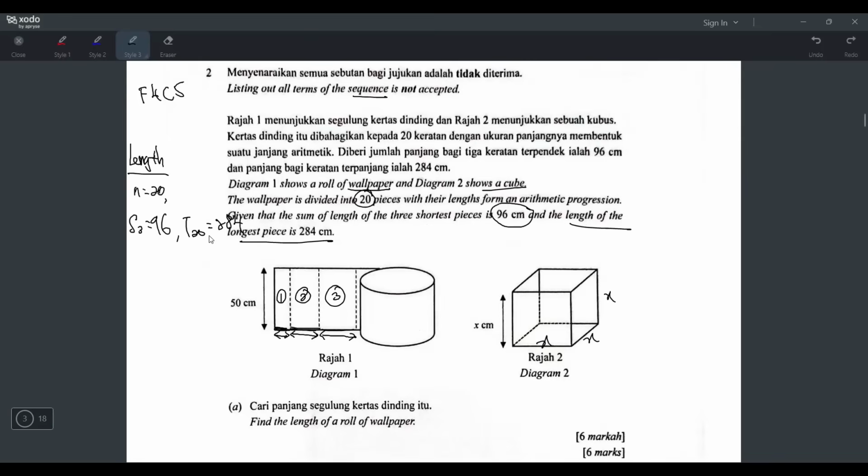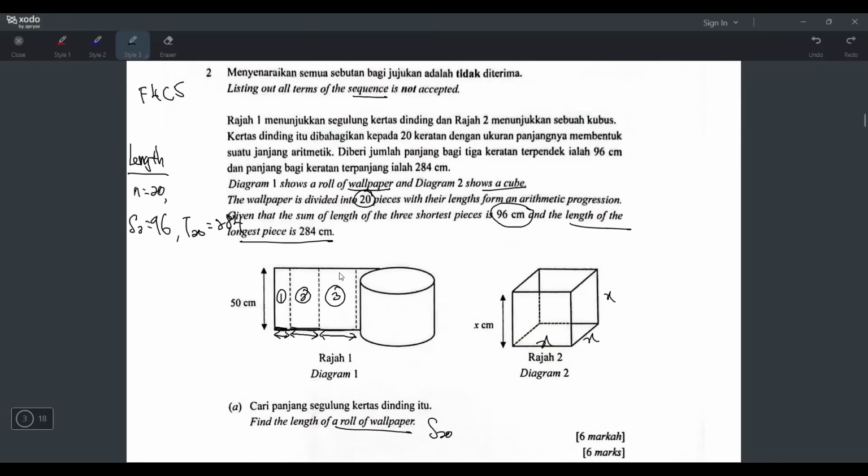So now we have two pieces of information here. Find the length of a roll of wallpaper. So I think what they want is the length from here until the last 20, like the total length, right? So if they want the length of the whole roll of wallpaper, I need to find the S20 because I'm actually finding the length of the first plus the length of the second plus the third plus the fourth until the length of the 20th rectangle.